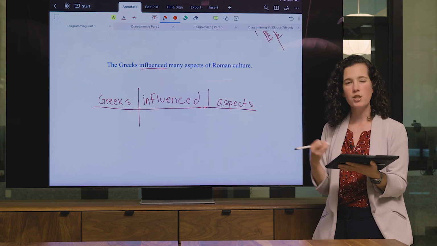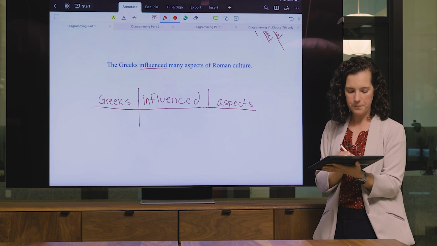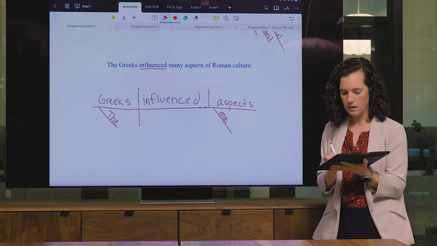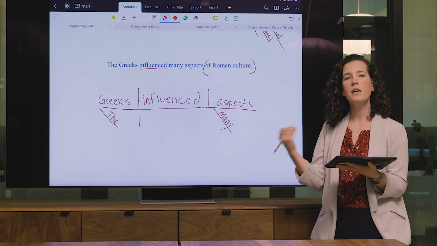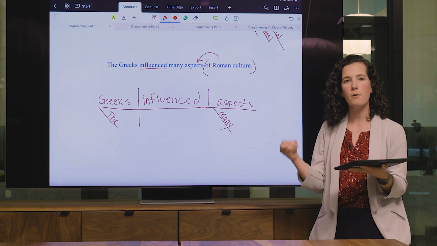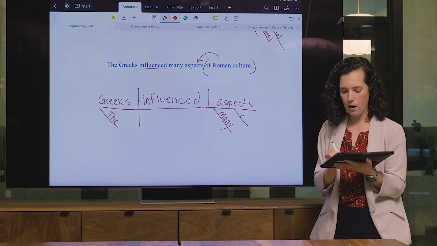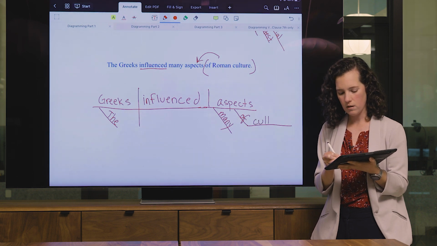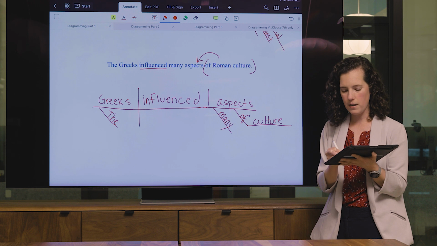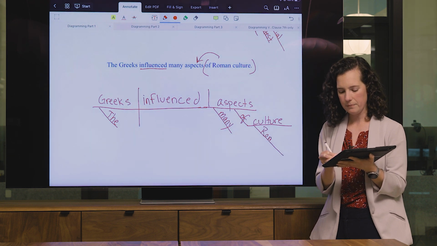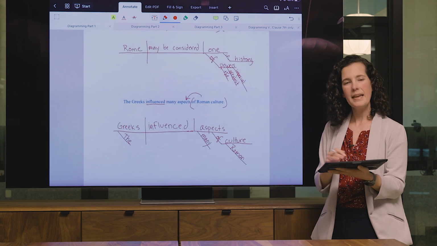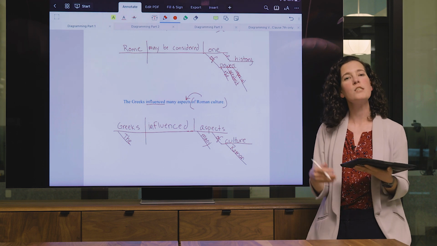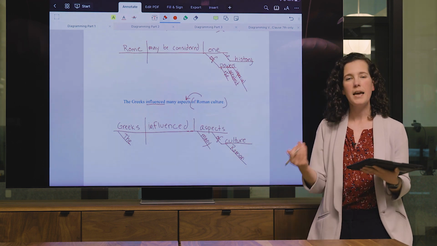And then the remainder are adjectives and prepositional phrases acting as adjectives. We have the Greeks, and there were many aspects, and of Roman culture is a prepositional phrase describing the aspects. They were aspects of Roman culture. We put of on the diagonal, the object of the preposition on the horizontal, and then any adjectives, in this case Roman, underneath the object of the preposition. Okay? And that gives you an idea of the basics of diagramming sentences, from subjects and predicates to direct objects, and then adding in adjectives and prepositional phrases.